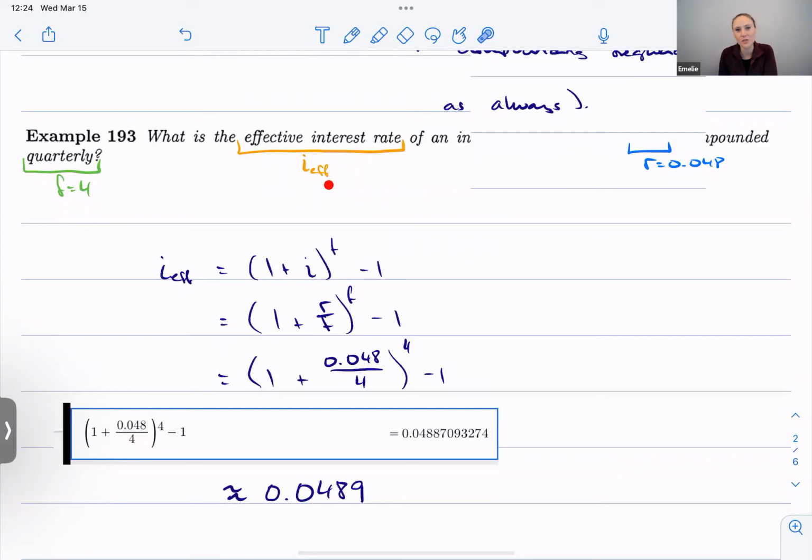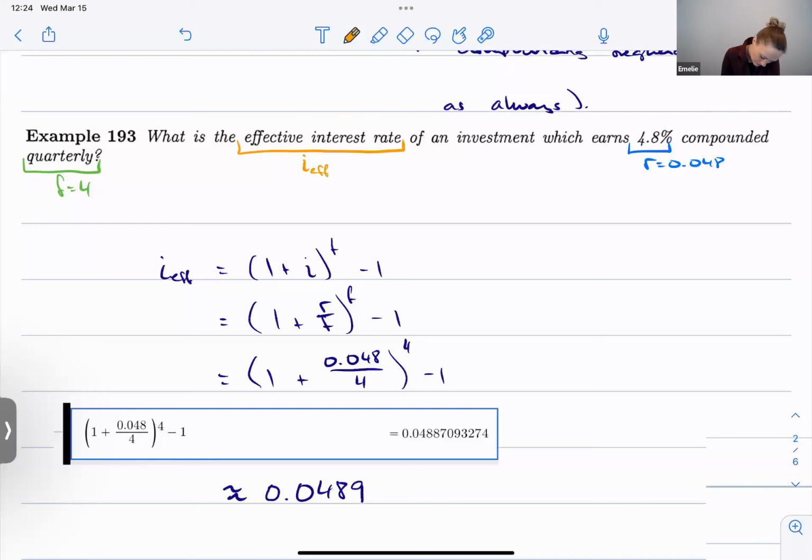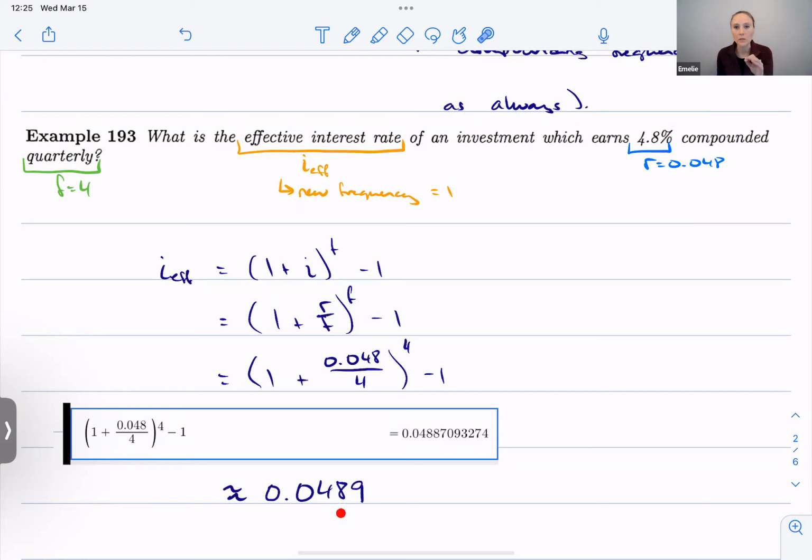The effective interest rate is really just changing the new frequency to 1, right? The annually compounded rate that's equivalent to 4.8% compounded quarterly. So what's this saying? 4.89% compounded annually will give you the same result as 4.8% compounded quarterly.